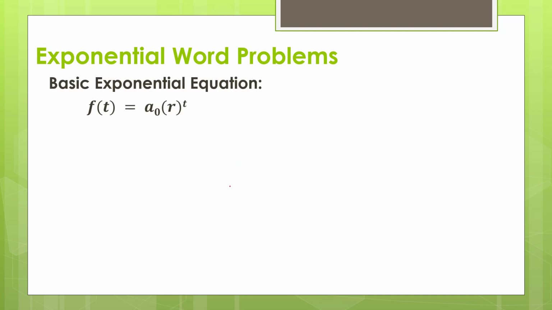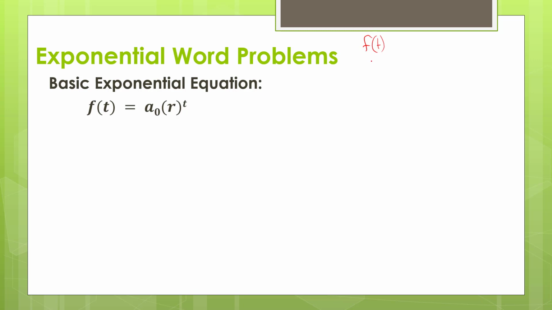Exponential word problems. Now we're going to use a couple formulas for exponential word problems. The basic formula is f of t is equal to a sub 0 times r to the t. And before we go too much further with this, I want us to define some of these terms. Now, f of t, we've used since our 7th-8th grade years. That's just our understanding that we're dealing with a function with the input value of t.